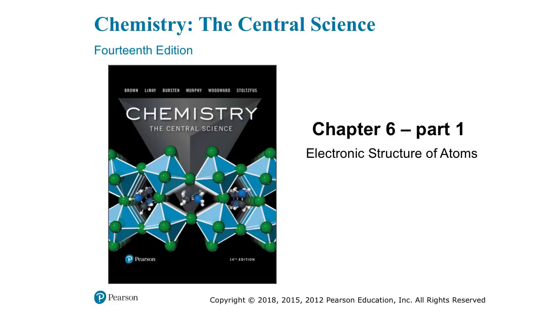This is the pre-lecture video for the first half of Chapter 6. The topic of this chapter is the electronic structure of atoms. Towards the second half of the chapter, we're going to be discussing electron configurations. Before we get there, we're going to talk about the wave nature of light, so we can get into the wave nature of electrons.